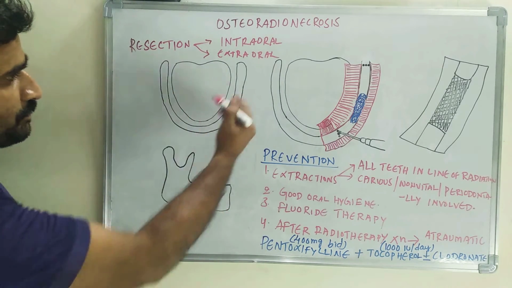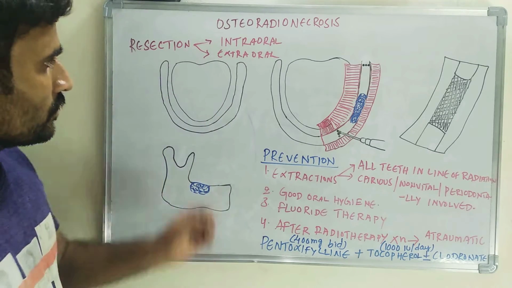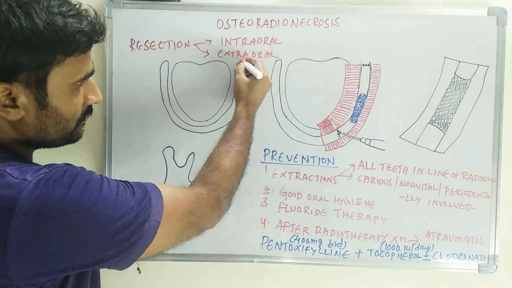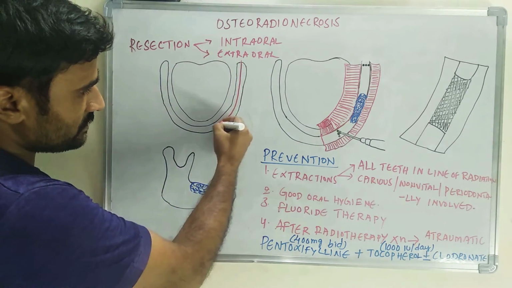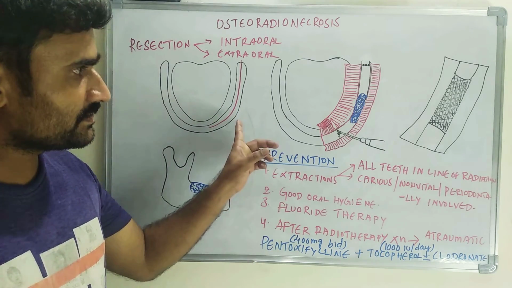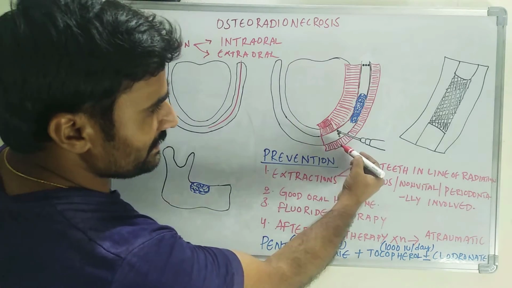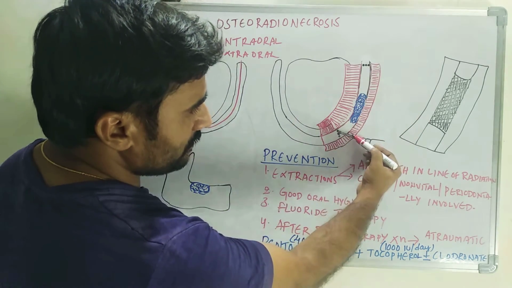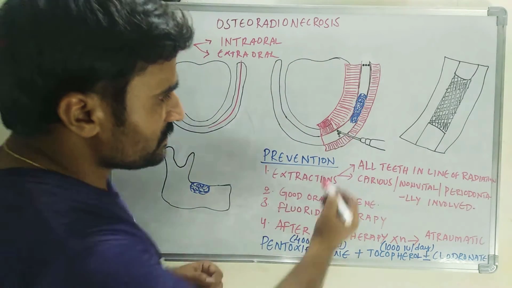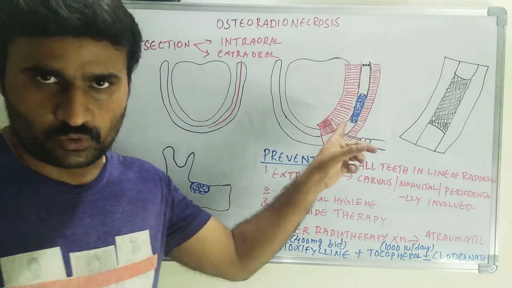Then you can see this is the mandibular ridge and this is the tongue. In the intraoral approach, we have to take the incision along the alveolar crest like this. This is the incision. After taking this incision, you have to reflect the flap. You can see in this diagram, this red one is the labial flap reflected and this is the lingual flap reflected, and you can see the bone. This is the bone and this blue colored one is the osteonecrosed bone.